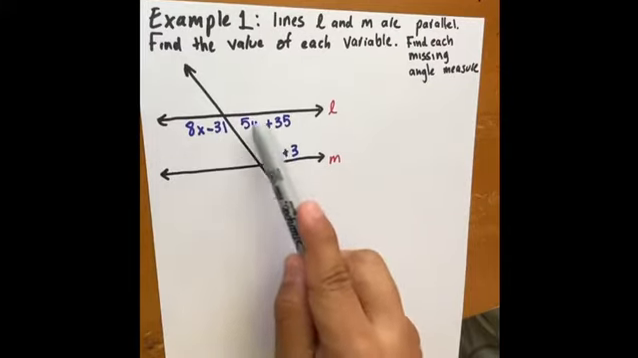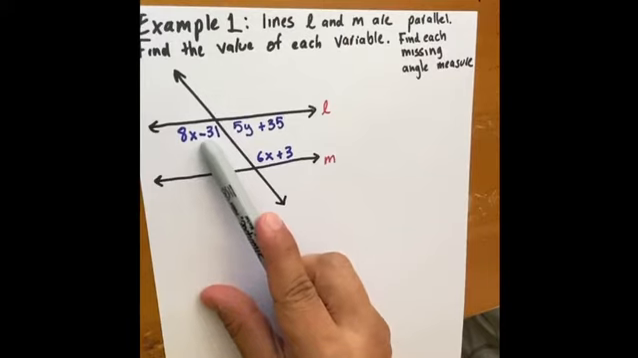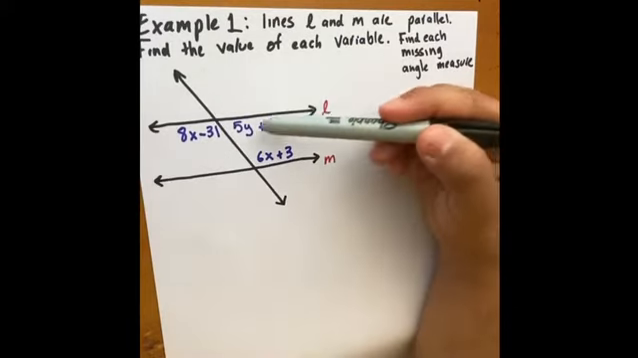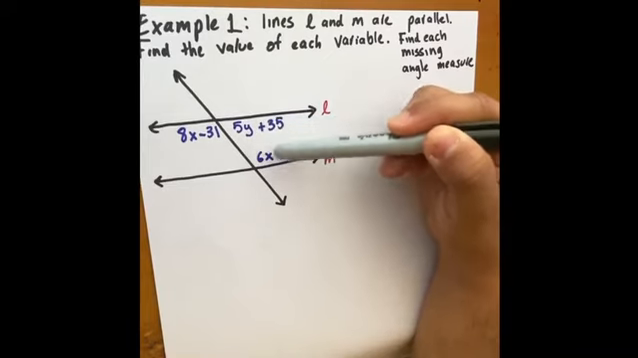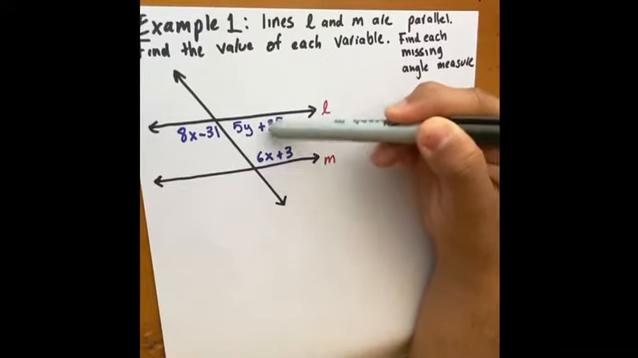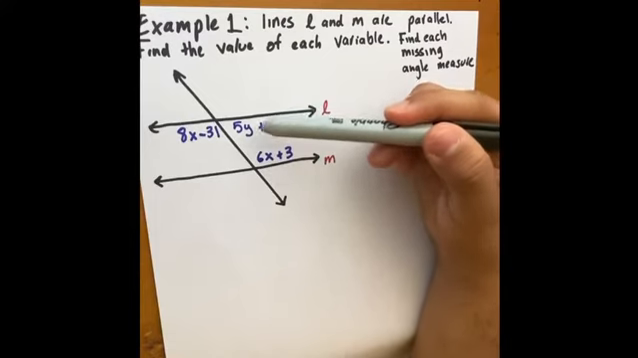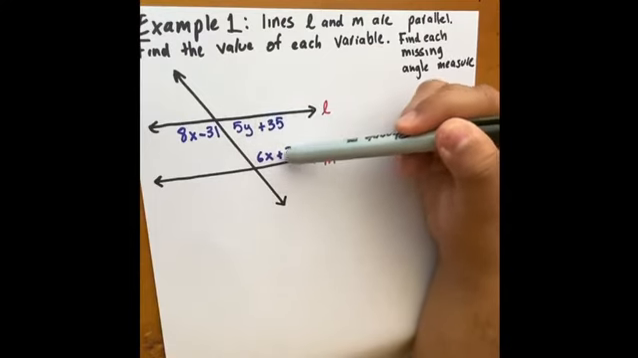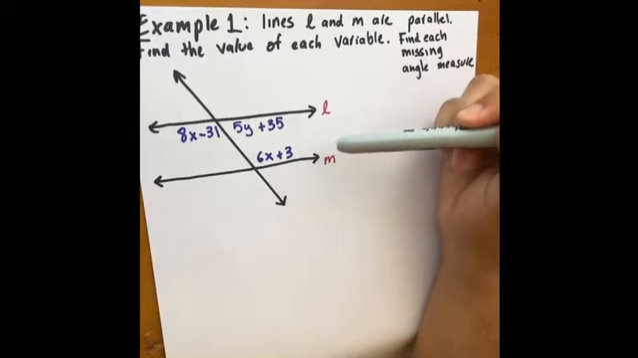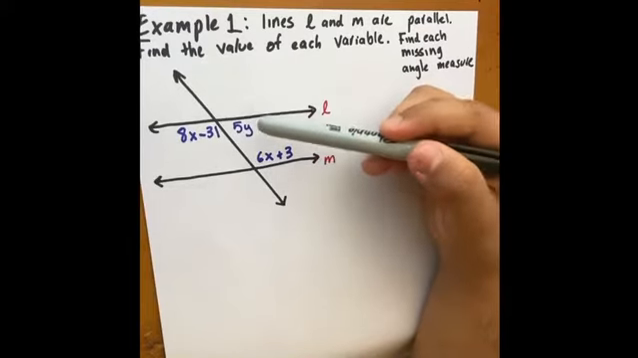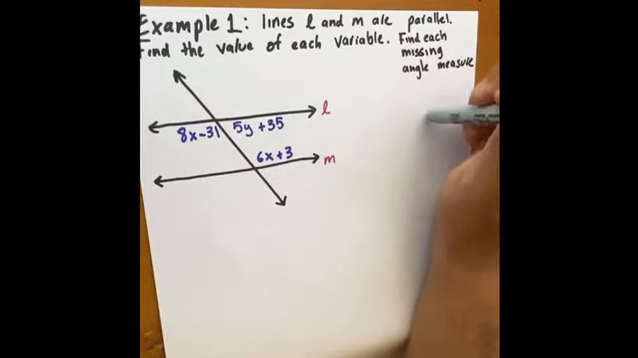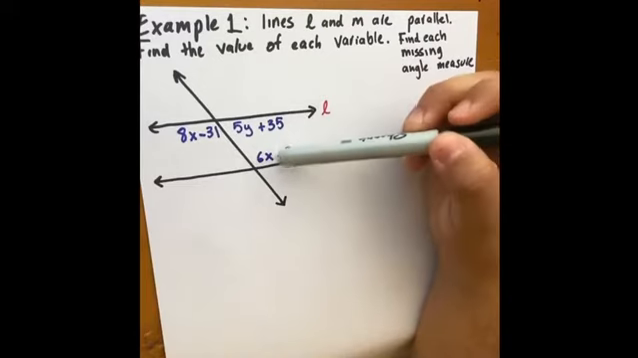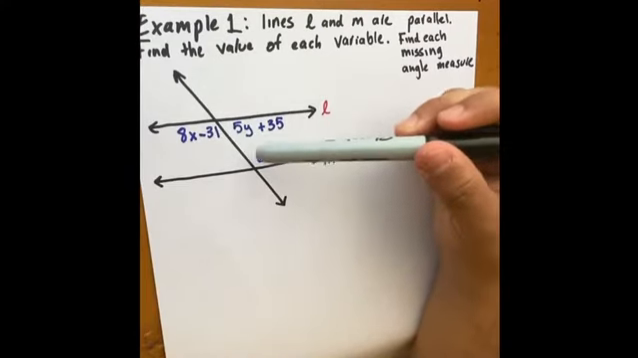These two expressions do not form a special angle relationship. 5y plus 35 and 6x plus 3, they form an angle relationship. They are same side interior angles, or consecutive interior angles. If we set 5y plus 35 and 6x plus 3 equal to 180, we cannot solve because we have two different variables.